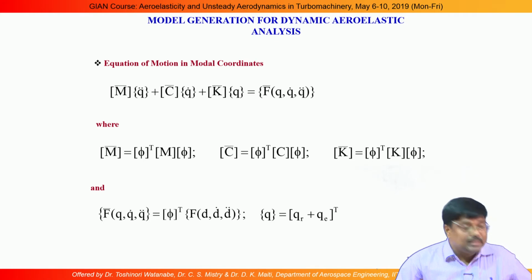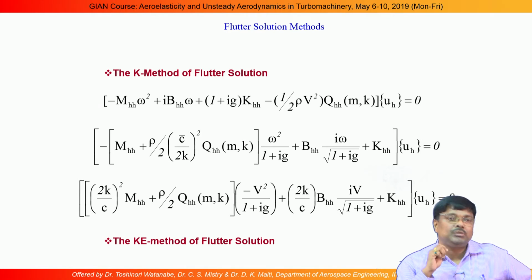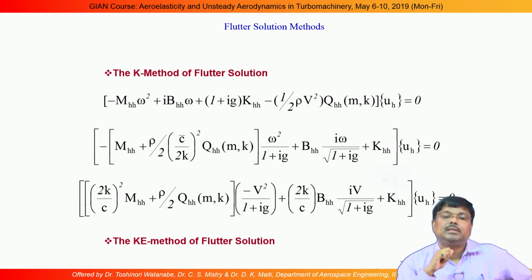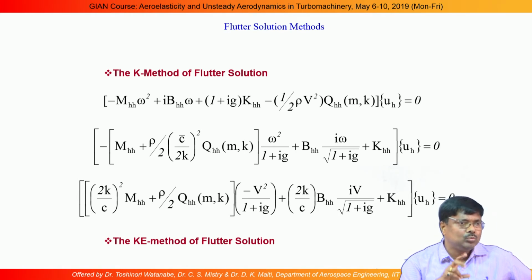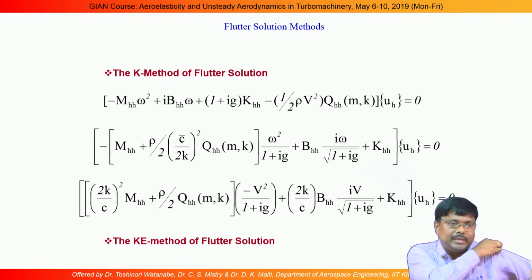Now, let us see how we can solve these equations. There are several methods of solution. One is called the K method of flutter solution, or sometimes the Theodorsen method of flutter solution. Theodorsen is the first person who made all these calculations, and that is why the method is given his name. In the textbook, though it is called the K method, it is defined as the Theodorsen method.